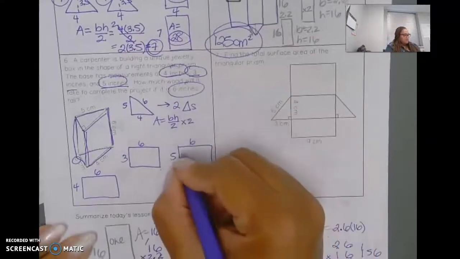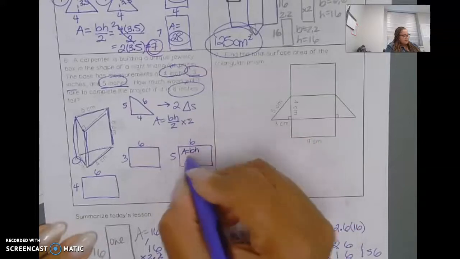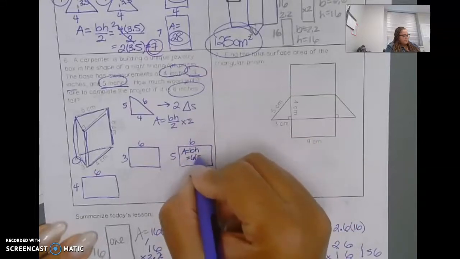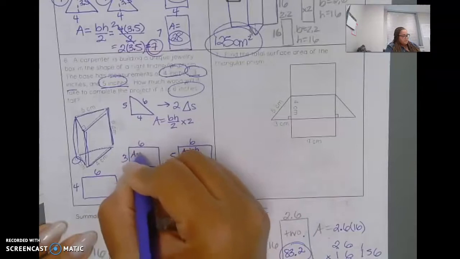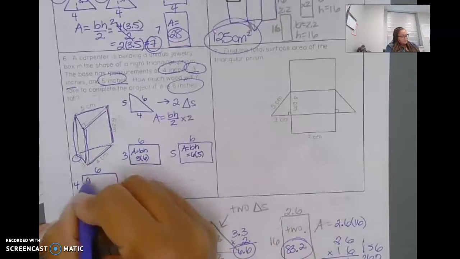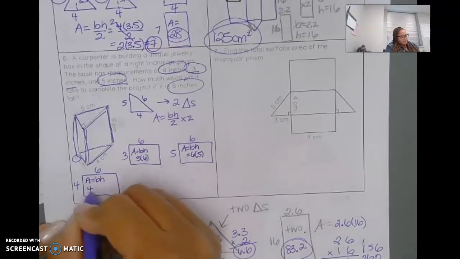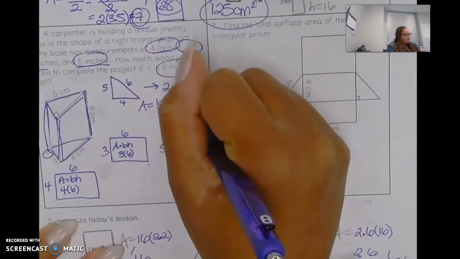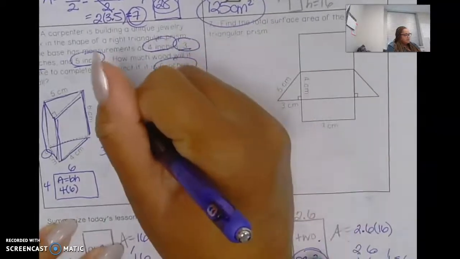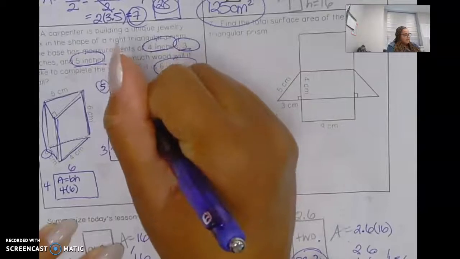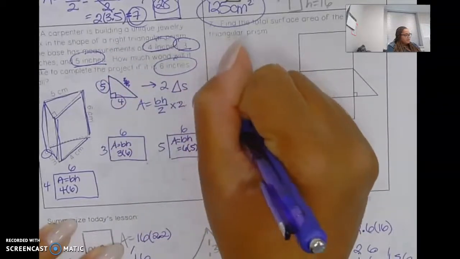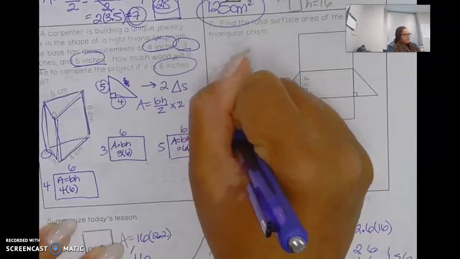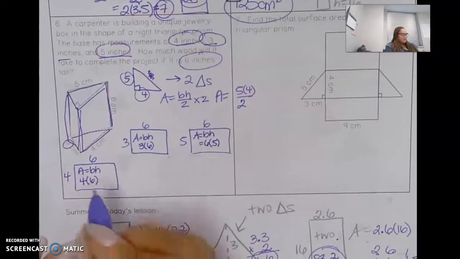Okay? So this is area equals base times height, which is 6 times 5. This one is base times height, which is 3 times 6. And this one is base times height, which is 4 times 6. Okay. All right, and then the triangle is area equals, this is the base and the height. I don't need the 6 for this triangle. 5 times 4 divided by 2. All right, so let's calculate.